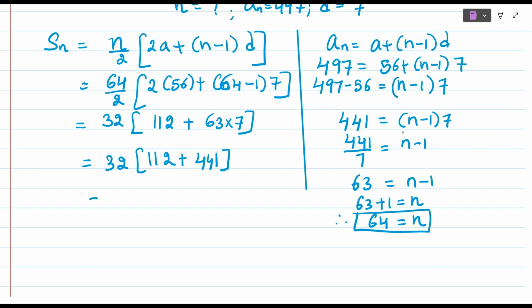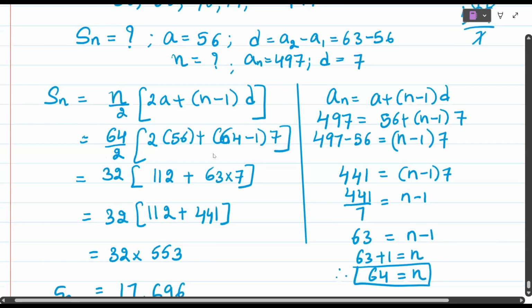Now add these two: 112 plus 441. How much? 553. So multiply 32 into 553, students. Tell me the answer. How much? The answer is 17,696.